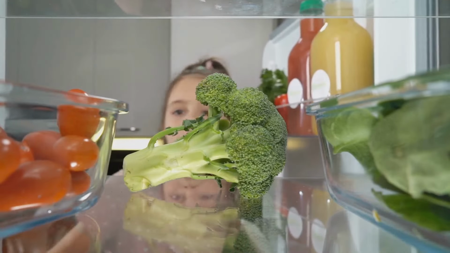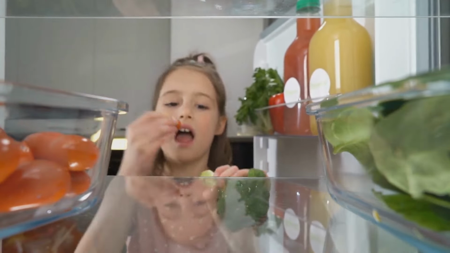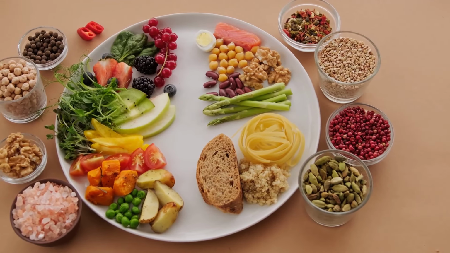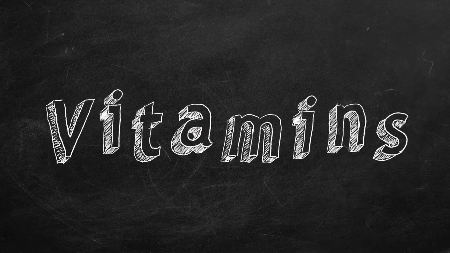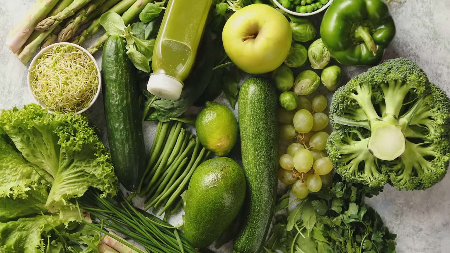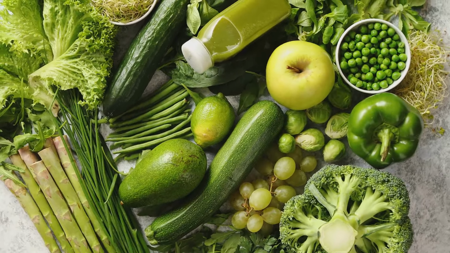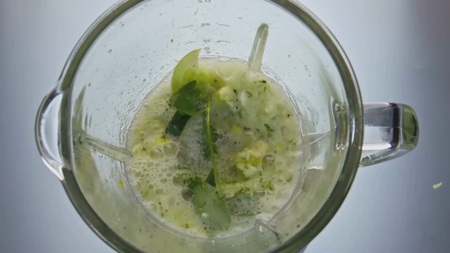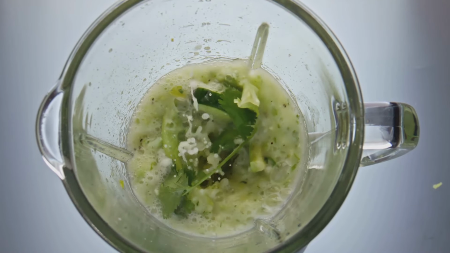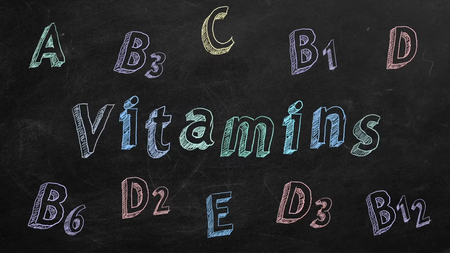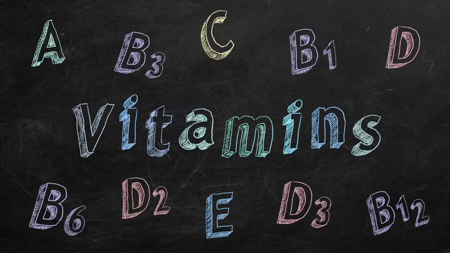Vitamins are organic compounds crucial for various biochemical processes in your body. They promote healthy functioning and prevent deficiency diseases. Let's break them down a bit. Fat-soluble vitamins, which include vitamins A, D, E, and K, are stored in the body's fatty tissues. On the other hand, water-soluble vitamins, such as vitamin C and the B-complex vitamins, need to be consumed more regularly as they are not stored in the body.